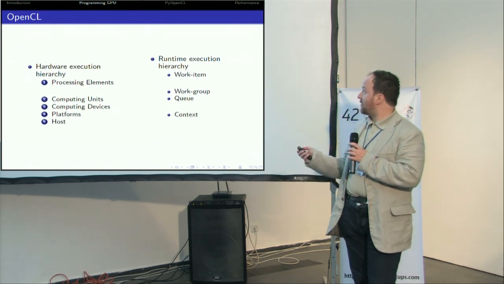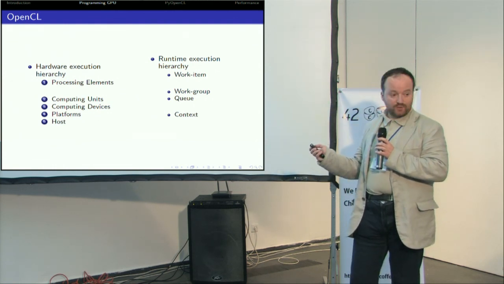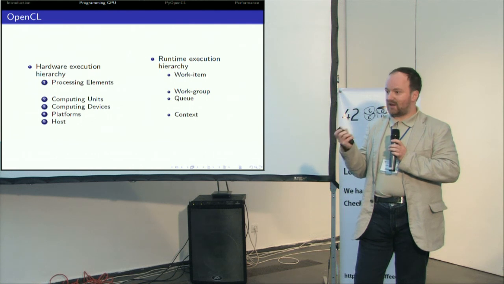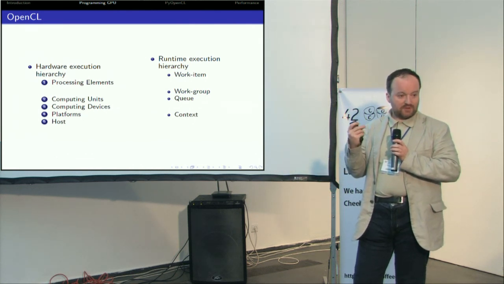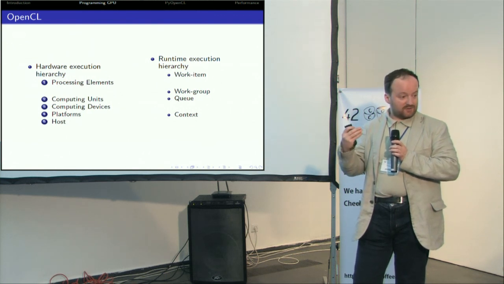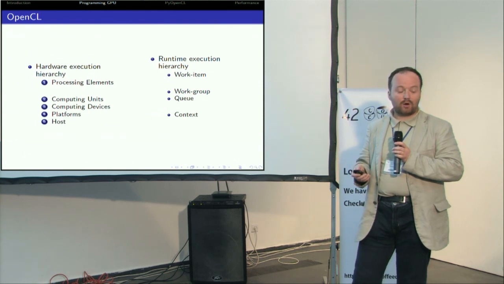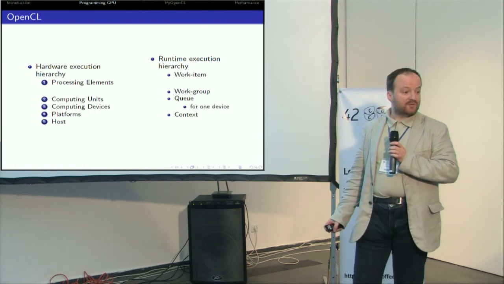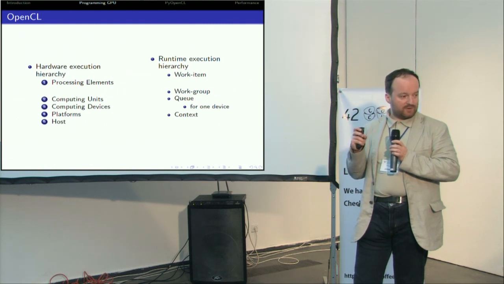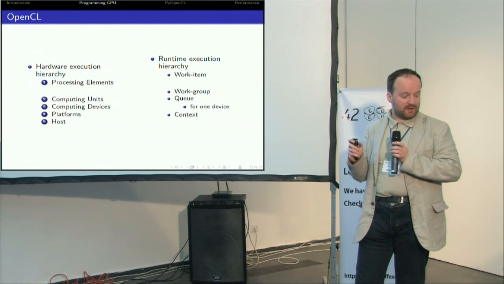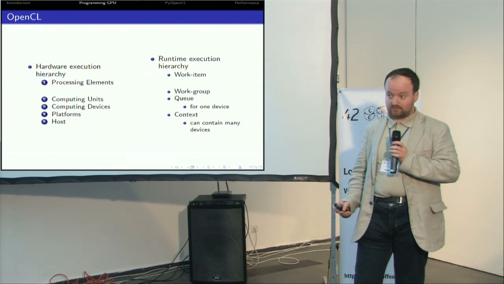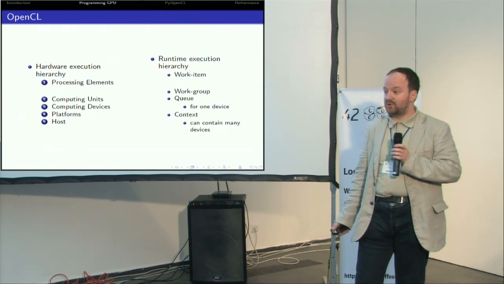On the execution level, we have the work item, which is a single thread. Then those threads are grouped in a work group. Those jobs are put into the queue. So this already has something event based. You can put many jobs in the queue and wait for all of them to finish. And we have the context. A queue is for one particular device. We can have multiple devices, but a queue is for one device. So if you want to execute jobs on many devices, you need to create many queues. A context can consist of more than one device, which can help to manage a multi-GPU system, for example.